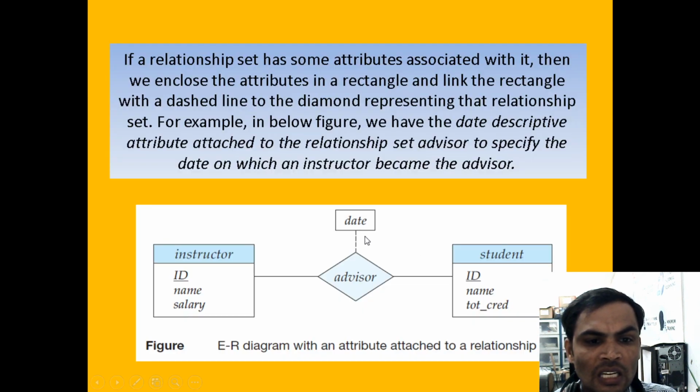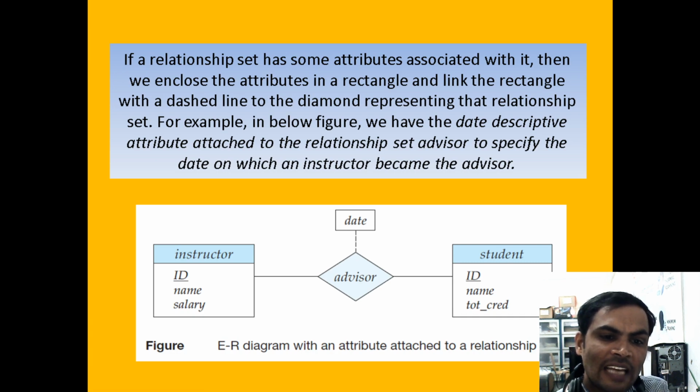When you give a dashed line, it links to the attribute of the relationship set. Here, advisor is the relationship set. The dashed line of the diamond represents the relationship set. For example, in the diagram below with the instructor and the student, the date is an attribute, which we call a descriptive attribute.